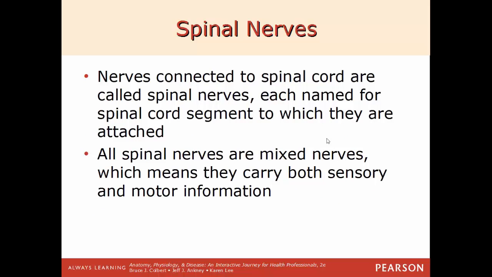Nerves that are connected directly to the spinal cord are called spinal nerves and are named for the cord segment which they're attached to. And all spinal nerves are considered to be mixed nerves. Now, some nerves carry only motor information, some nerves carry only sensory information, but some do both. That's what spinal nerves are. They're called mixed nerves. They carry both sensory and motor information.